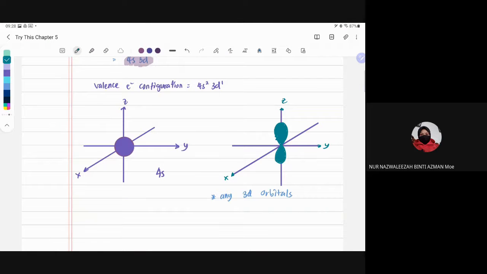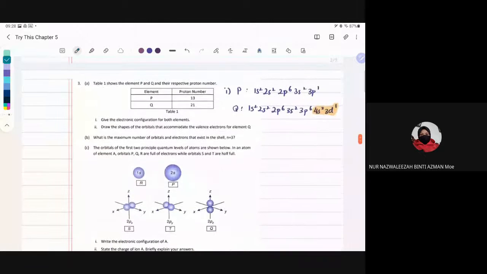Kemudian, what we have afterwards is that kita ada donut dekat sekeliling dia. Like that. So, we have a donut around it. And then the label is 3DZ square. 3DZ. Okay. So that would be the orbitals untuk soalan 3A2.